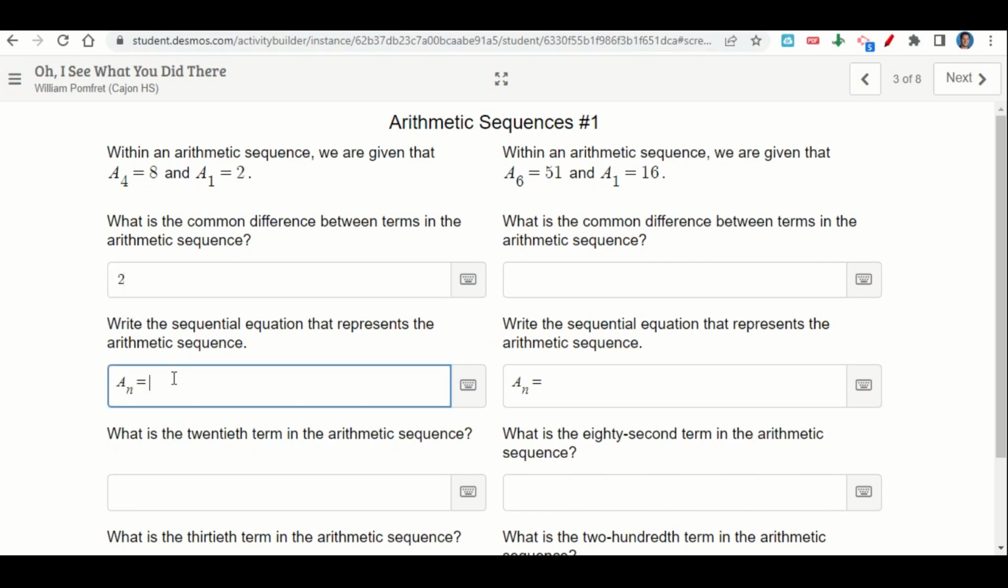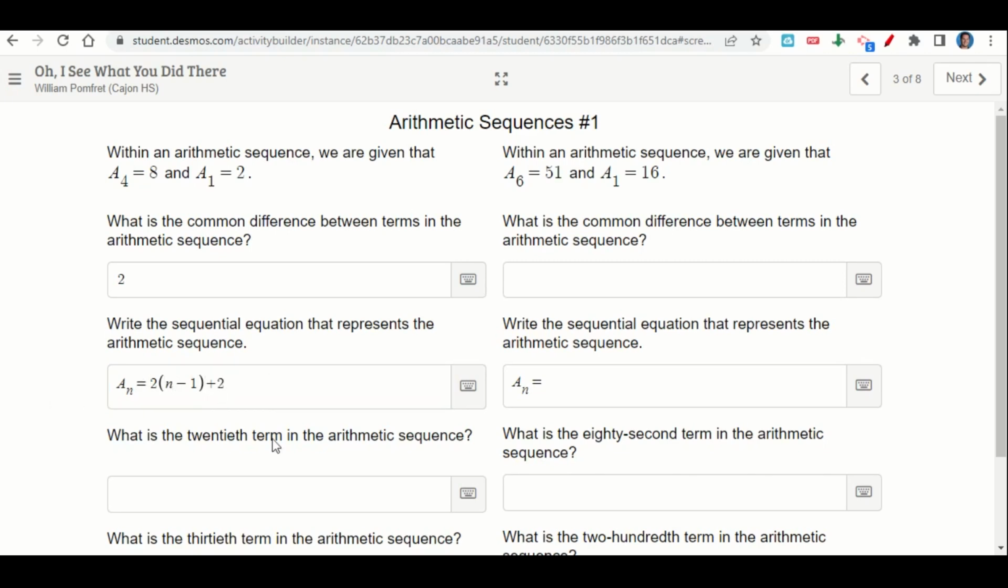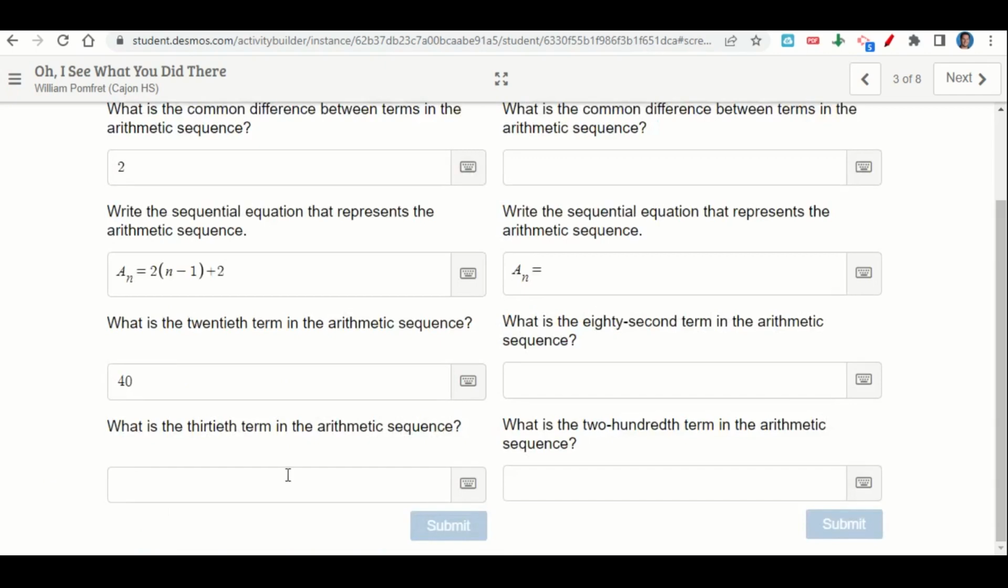So now I'm going to write my equation. So our equation is a_n equals the common difference times n minus 1 plus a_1. So my common difference is 2 times n minus 1. And then plus a_1, which is 2. So that goes there. Then I'm going to solve for the 20th term. So I'm going to put 20 in for n. So 20 minus 1 is 19. So then we have 2 times 19 is 38. Plus 2 is 40. And then we'll do the same thing for the 30th term.